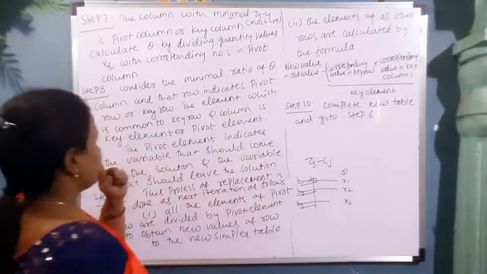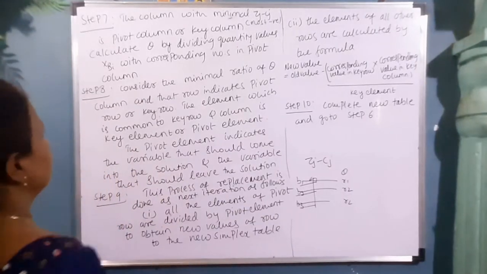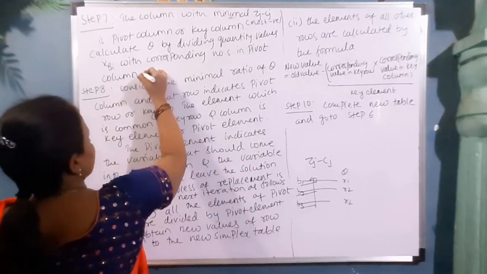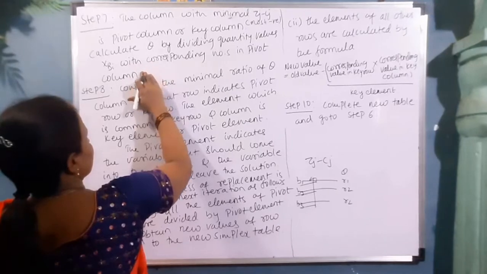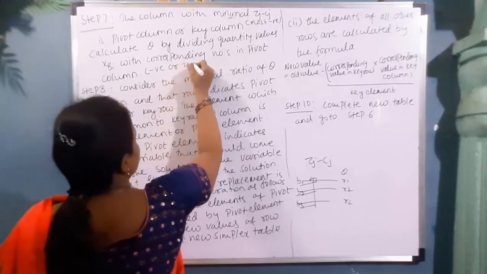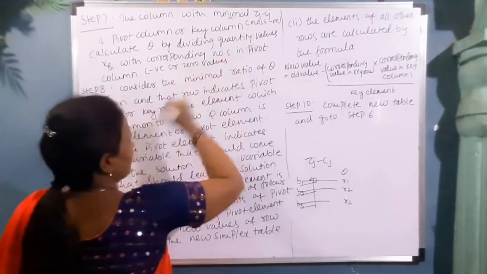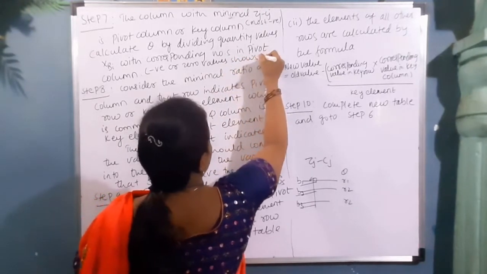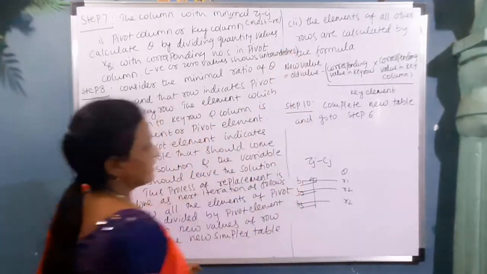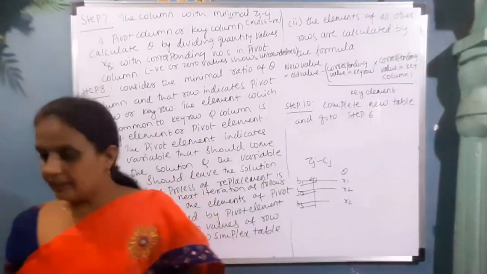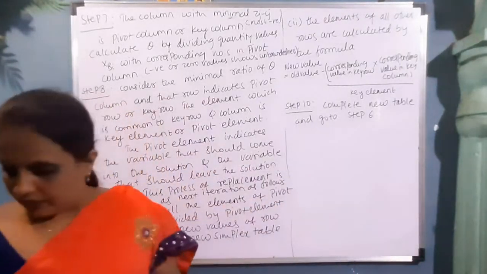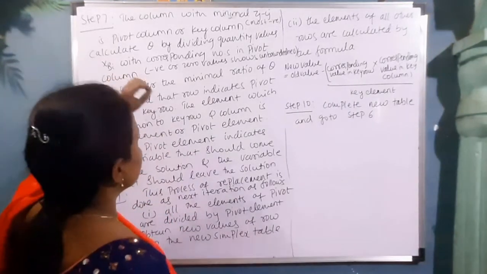And here is one more point I haven't written. Calculate theta by dividing quantity values with XBR, which should be, or we write in the bracket, negative or 0 values show unboundedness. Negative or 0 value shows unboundedness, meaning we cannot consider that. Now we find the ratio, we take the minimum ratio.